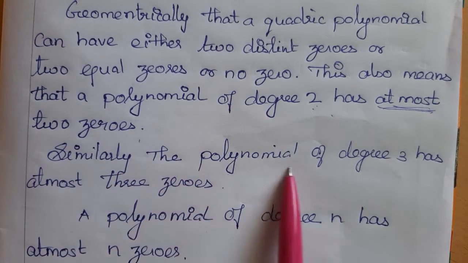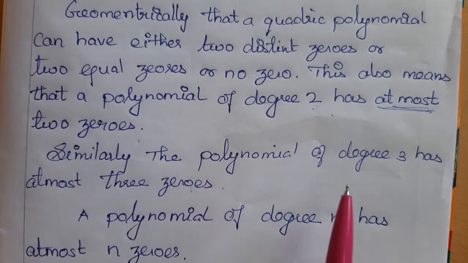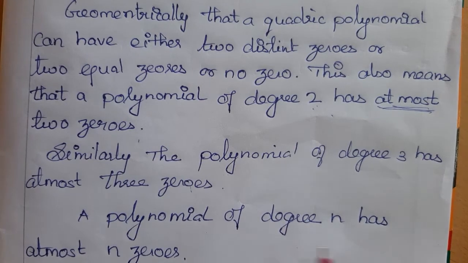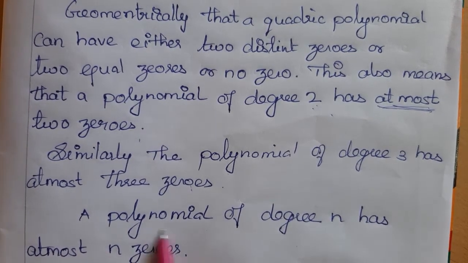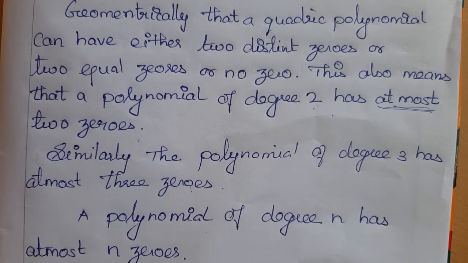Similarly, a polynomial of degree 3 has at most 3 zeros. So we can generalize from this for polynomials. A polynomial of degree n has at most n zeros, not exactly n zeros. At most, it can be equal also. It depends on the figure.